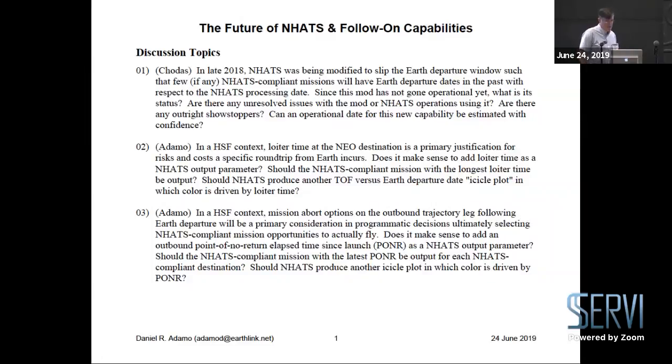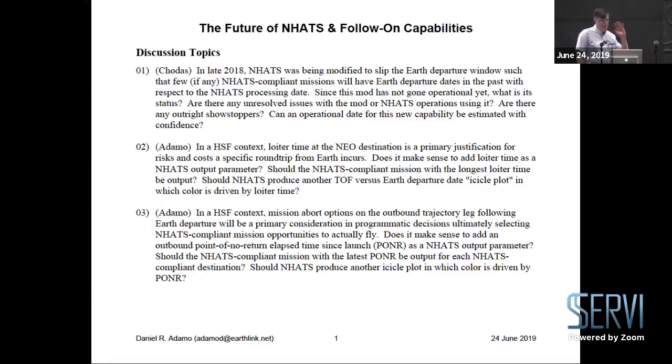Then number three, in a human spaceflight context, mission abort options on the outbound trajectory leg following Earth departure will be a primary consideration in programmatic decisions, ultimately selecting NHATS compliant mission opportunities to actually fly. Does it make sense to add an outbound point of no return elapsed time since launch, which I call PONR for short, as a NHATS output parameter? So this is sort of like a point of no return.